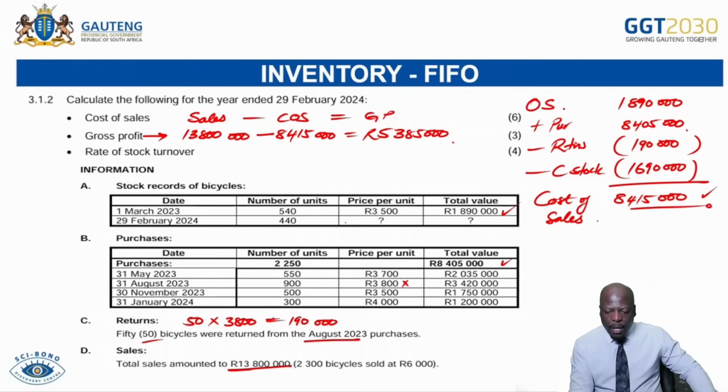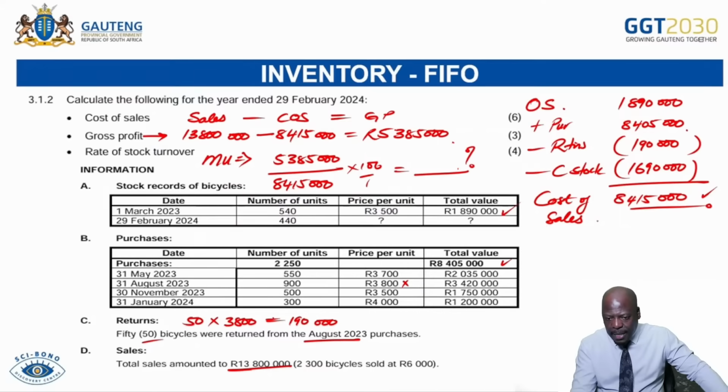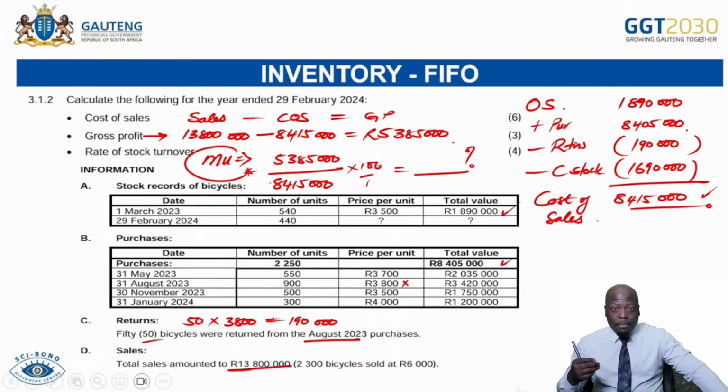While I'm still here, if I am an examiner, I can test you on the markup and say, what markup did the business achieve? If you are to calculate markup, how do you get markup? Markup is your gross profit, which is your 5,385,000, over cost of sales, which is your 8,415,000, then you multiply by 100 over 1. Then you get your markup percentage. I can test you on a markup percentage at this point. Are we still together? So you need to know your markup percentage.